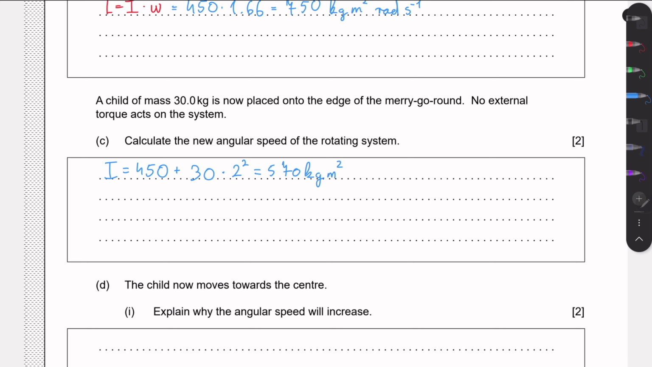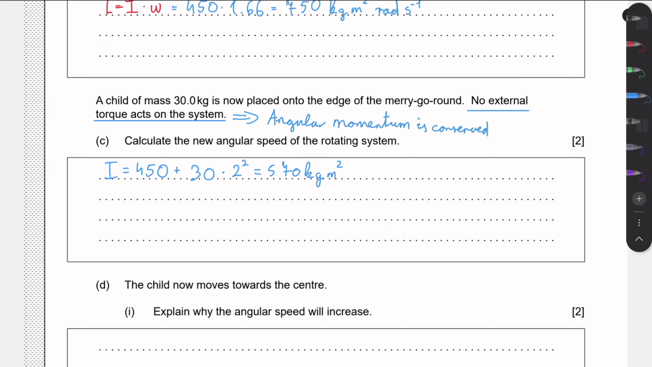And we are told that no external torque acts on the system. This means that angular momentum is conserved, as if there are no external forces, momentum is conserved also in linear mechanics. So that means that before we place the child onto the merry-go-round and after we place the child on the merry-go-round, our angular momentum did not change.